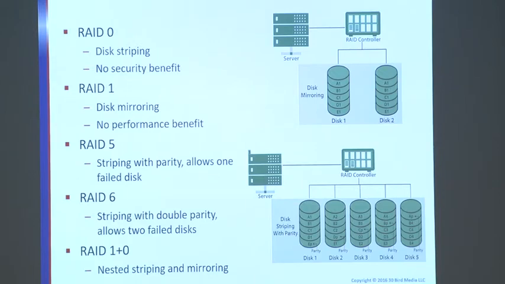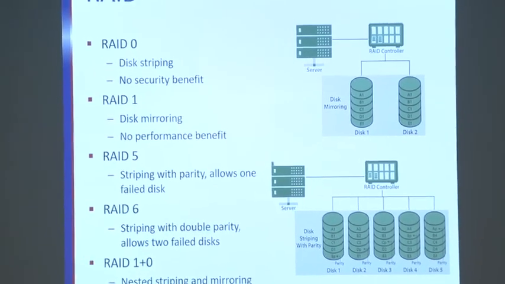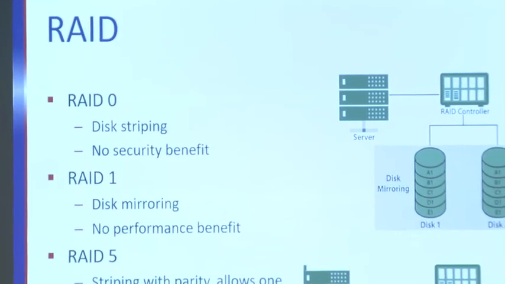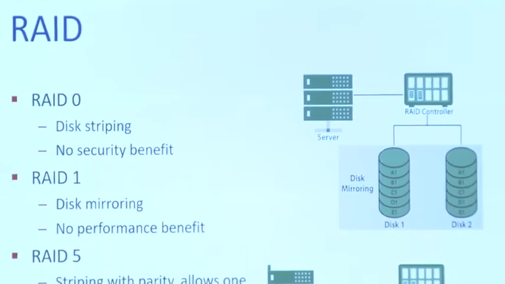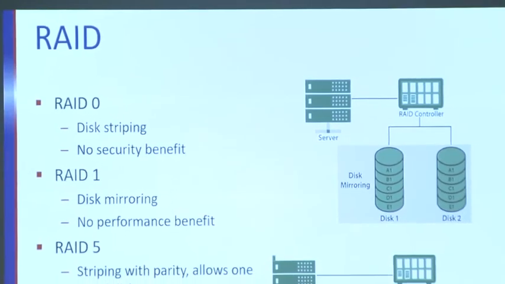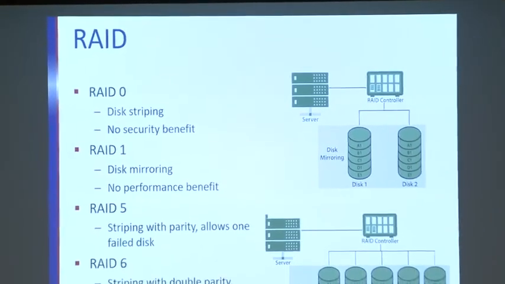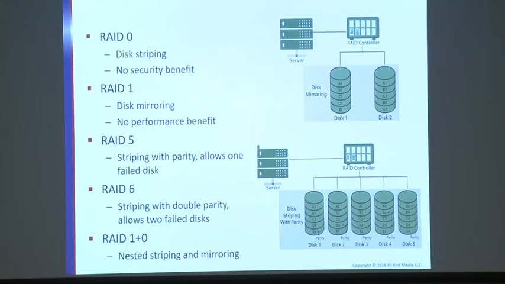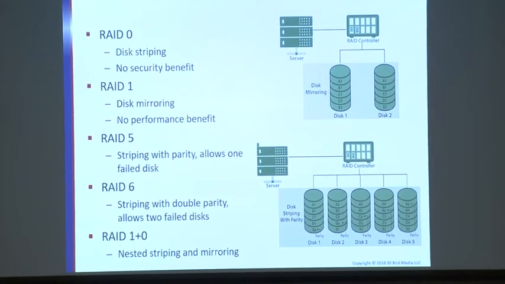RAID 0. RAID 0 says I've got one machine talking to two drives. I'm going to talk with my first file to drive A. Then I'm going to go to drive B. Then I'm going back with the third file to drive A. Fourth file to drive B. Fifth file to drive A. I just keep pushing the files to different drives.